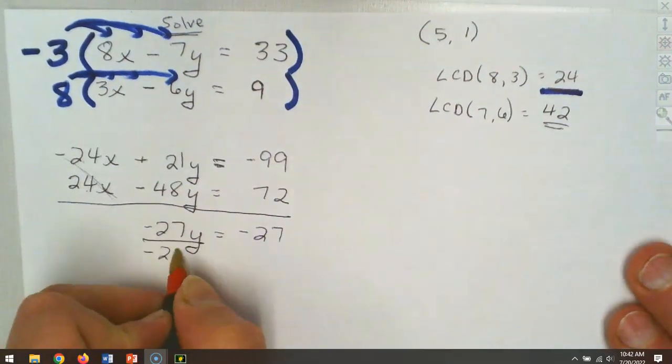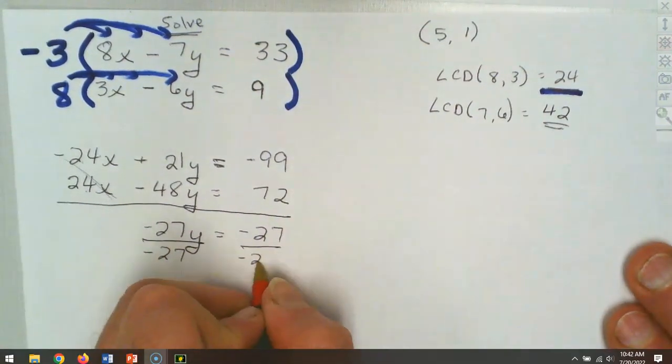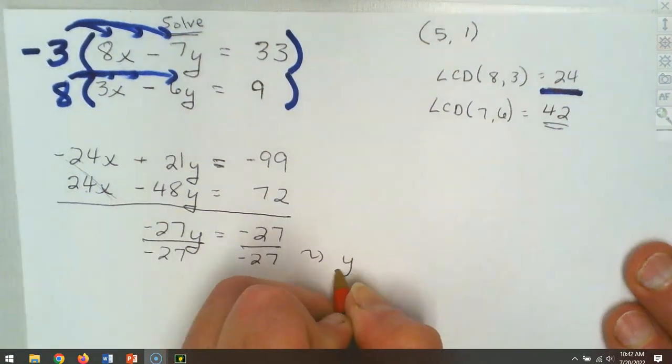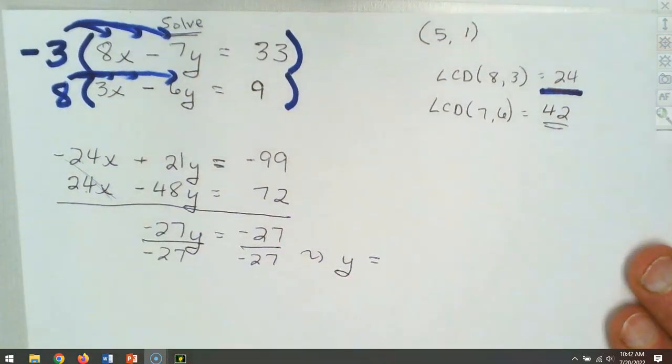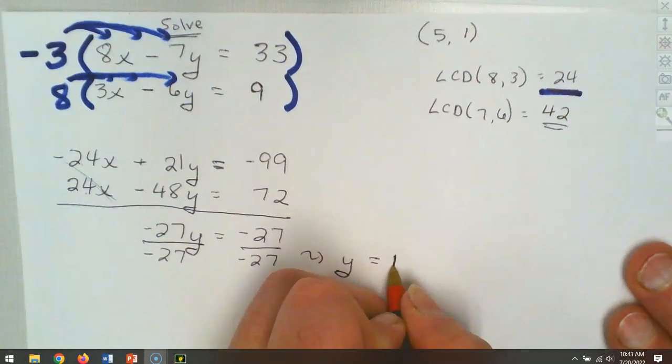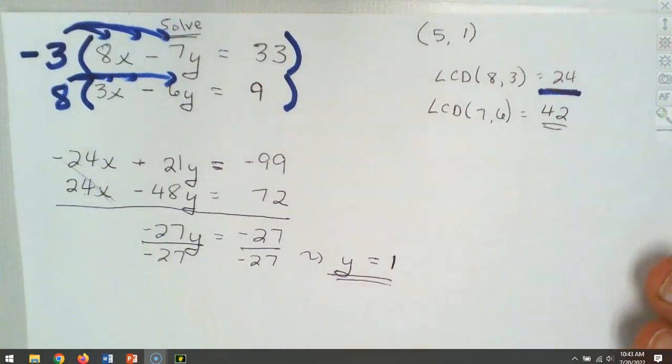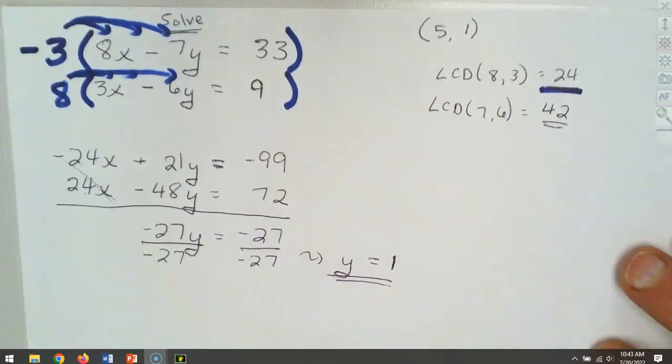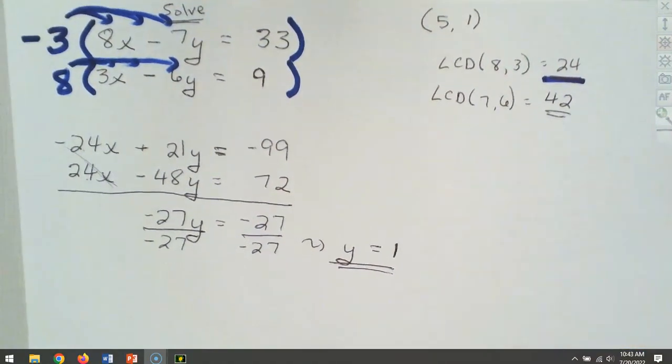Divide by our minus 27. And that gives me now y to be what? Negative, negative makes it a positive. How do I get the answer that I want for the x? Plug it back in. Does it matter where you plug it back in? No, it does not. You can plug it in wherever you would like.